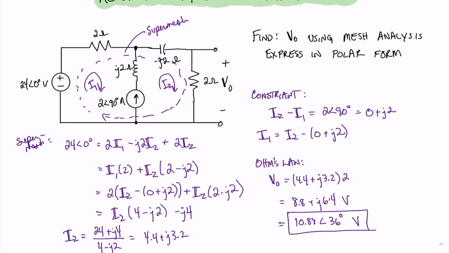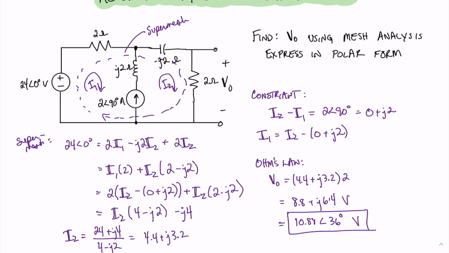So we can see that as before, we went from 24 volts with no reactance to an output voltage that is less because of the voltage divider that we have here, and we have a shift in the angle due to the inductor and capacitor components in this circuit.